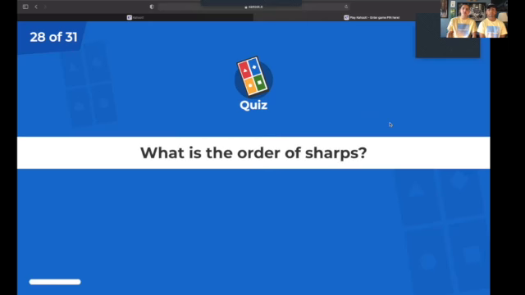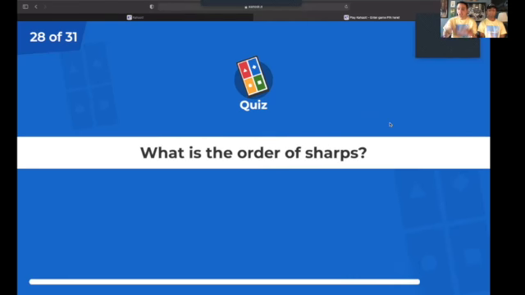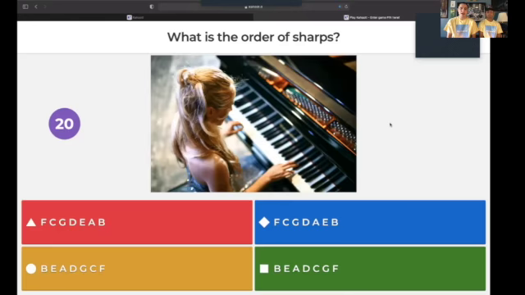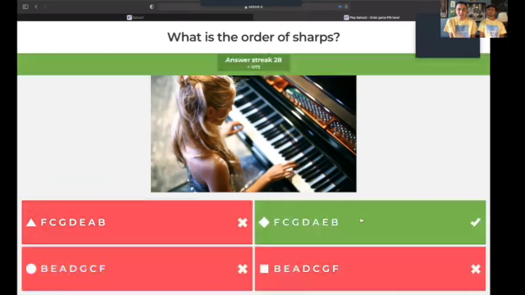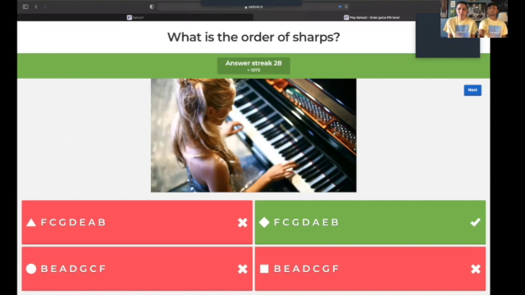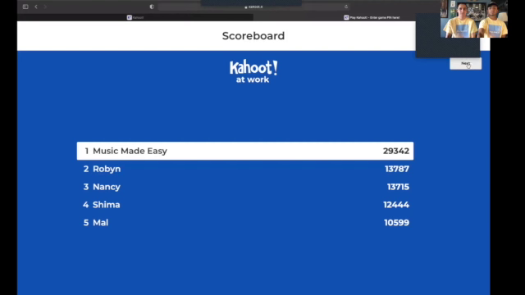And on to the next question, number 28. What is the order of sharps? So here we go, our options are the same. We have F, C, G, D, E, A, and B. F, C, G, D, A, E, and B. B, E, A, D, G, C, and F. And B, E, A, D, C, G, and F. And the correct answer is F, C, G, D, A, E, and B. And if you remember, the real easy way to remember that is that it's the opposite. It's kind of the reverse of the order of flats.